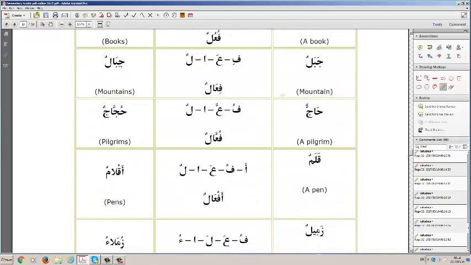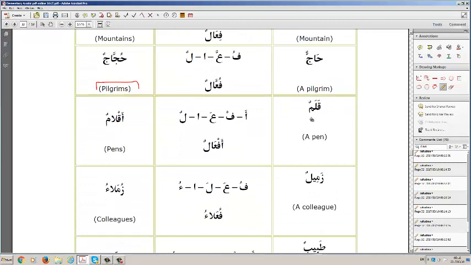And so on. Hajjun, a hajj is a pilgrim, and hujjaj, some of you might know this, are pilgrims. Okay? And the pattern there is fu'alun. So if you apply that pattern, you get hujjajun. Here's another pattern, qalamun, the plural is aqlamun. Okay? The plural there is af'alun.